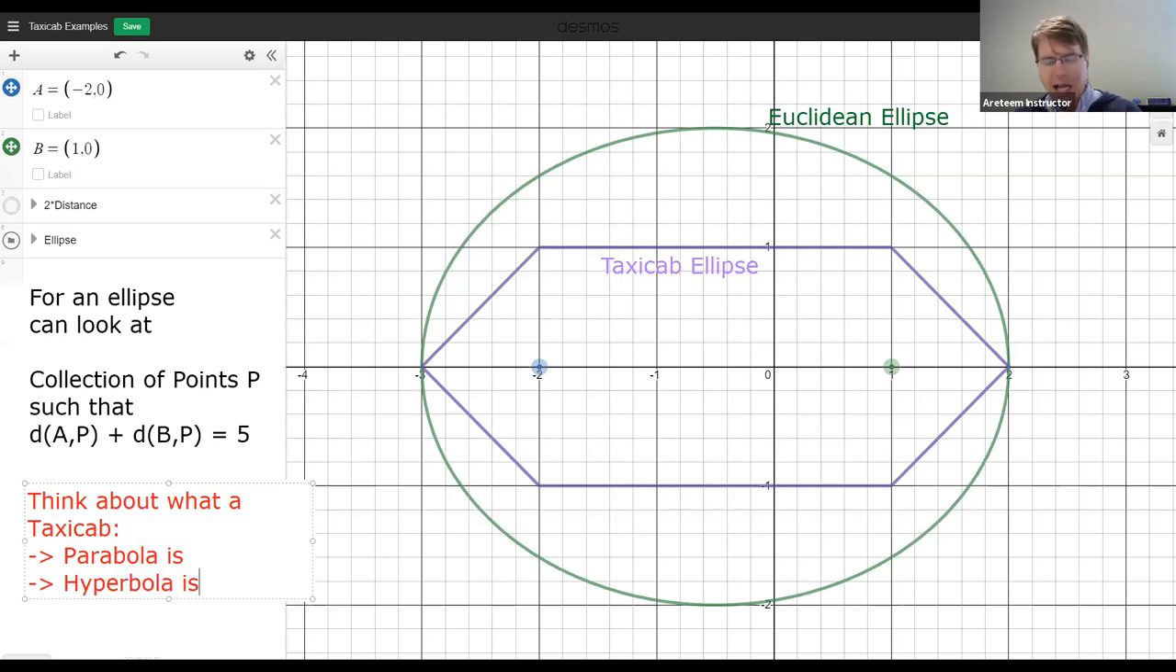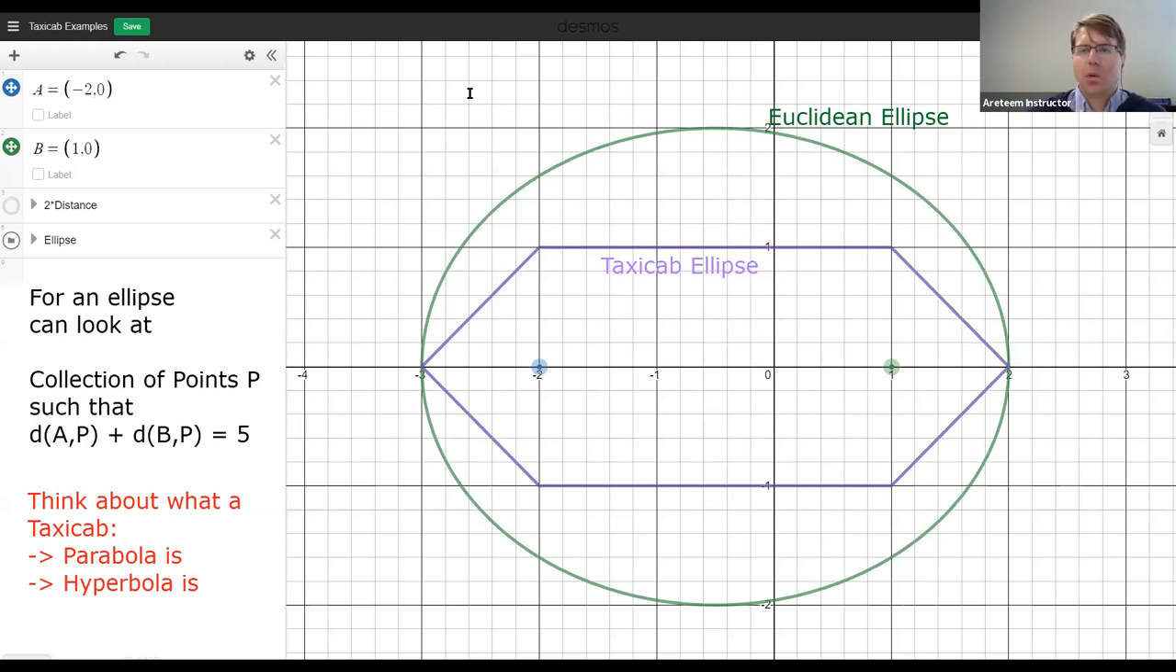Not only do you have to have heard of these, you have to know their definitions. So for example, remember a parabola, really quickly, is you have a point and a line, and it's the same distance from the point to the parabola as it is from the line to the parabola. So you can look at those types of things as well.